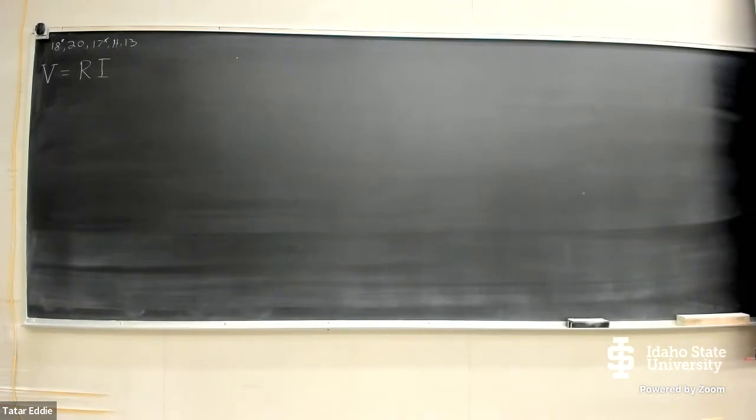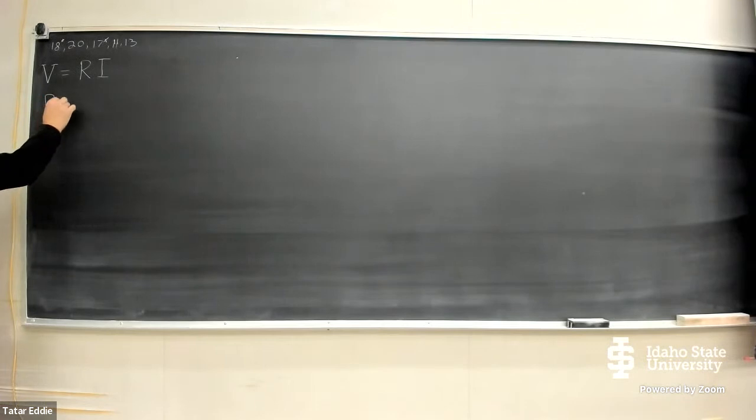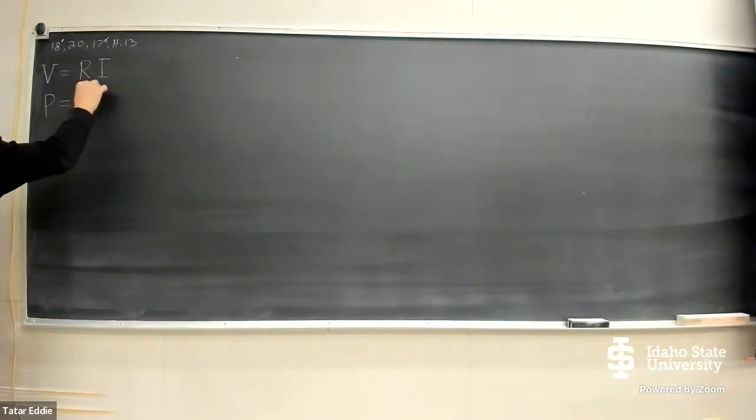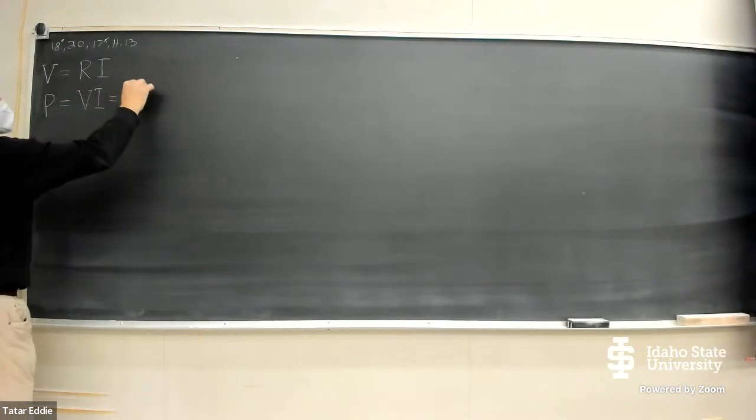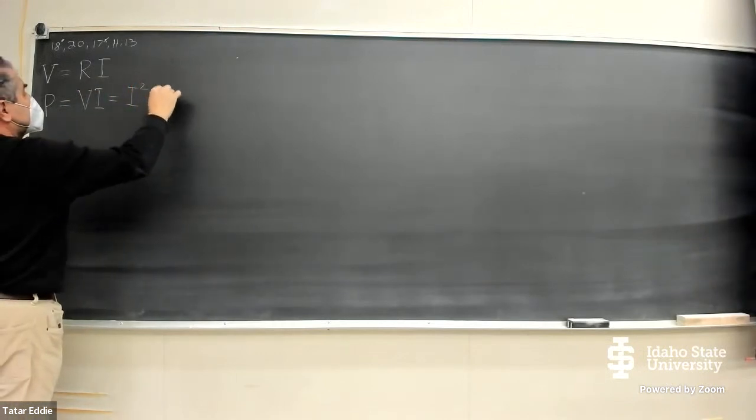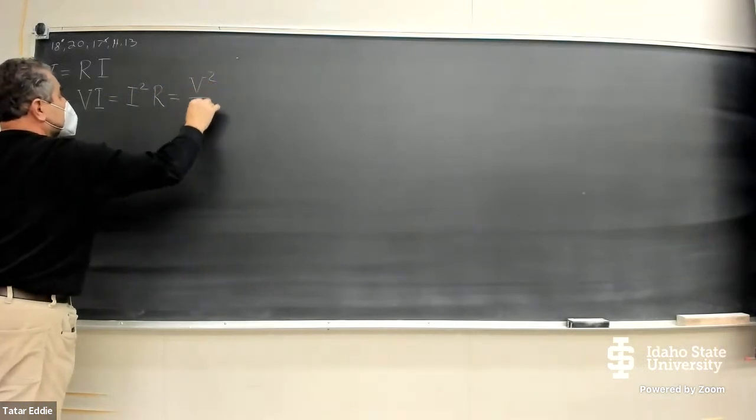After that, we had three equations for power dissipated in some circuit element with resistance. So we said that the power is voltage times current, or it is current squared times resistance, or it is voltage squared divided by resistance.